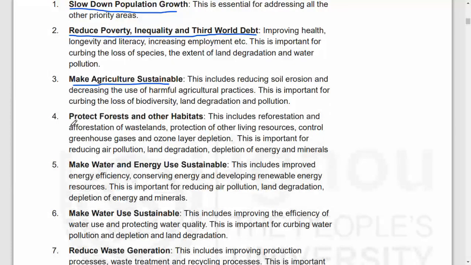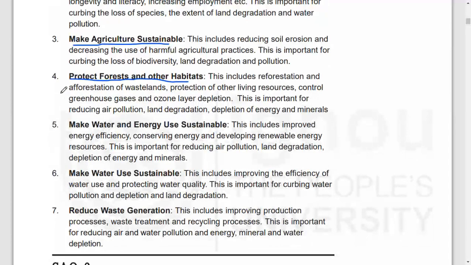Protect forests and other habitats. That includes reforestation and afforestation of wasteland, protection of other living resources, and control of greenhouse gases and ozone layer depletion. This is important for reducing air pollution, land degradation, and depletion of energy and minerals.